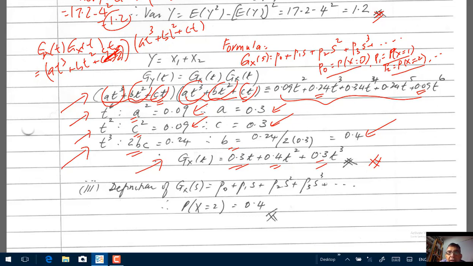Also, I like to remind you of the definition of the probability generating function. I've used s here. Don't get too alarmed by that. It's no big deal. You can replace it with the t. Gx of s is p naught plus p1s plus p2s squared plus p3s cubed, and so on. And p naught here is probability x equals 0. P1 is probability x equals 1. P2 is probability x equals 2, and so on.